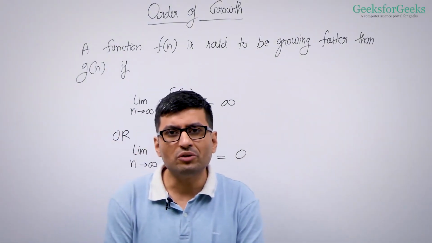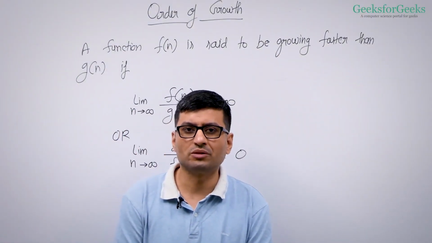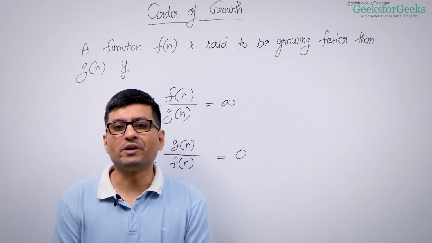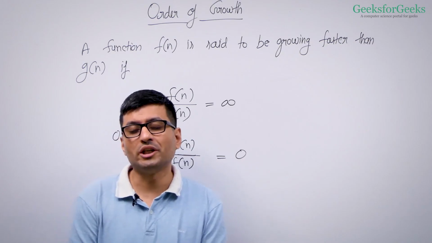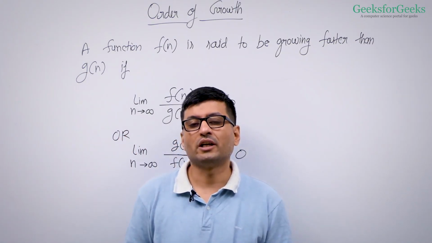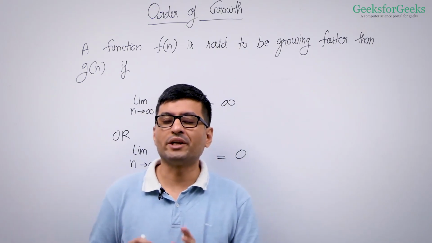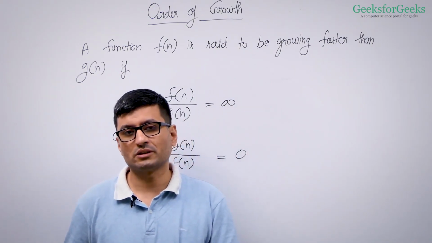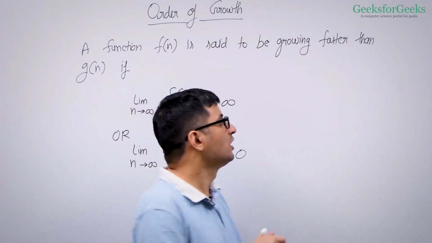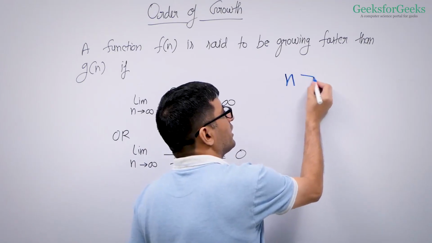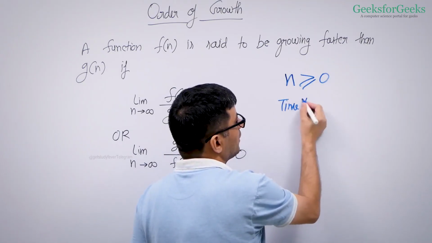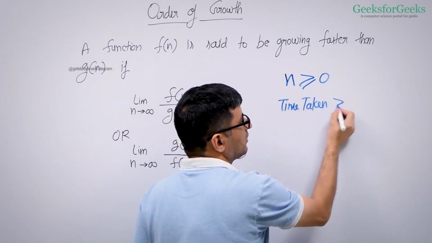In the previous video, we introduced analysis of algorithms with a simple example, sum of natural numbers. When we were discussing this example, we saw three different solutions. We took their examples and showed graphs comparing time taken in terms of input size. One thing that we learned in the previous video was we talk about n greater than or equal to 0. We talk about time taken greater than or equal to 0.